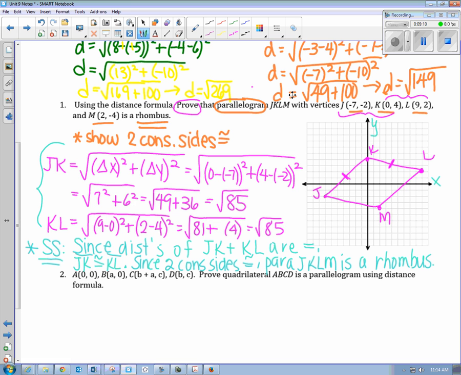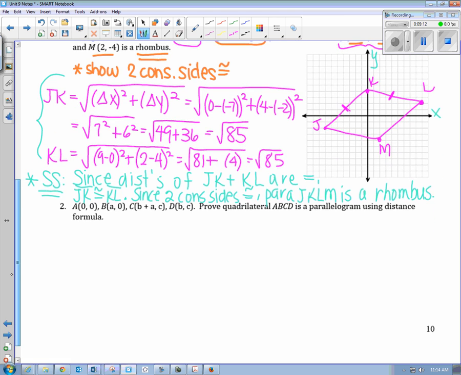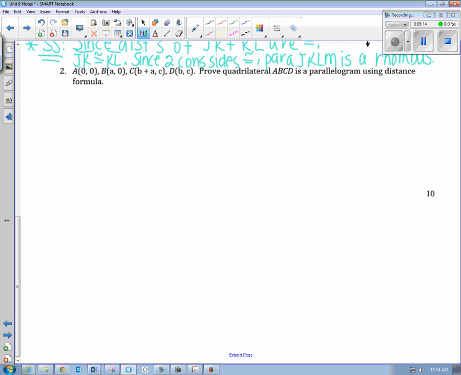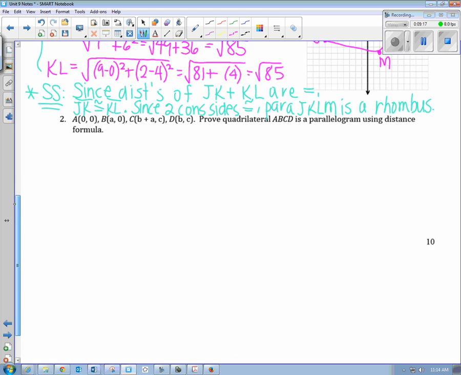For question number 2, you'll notice that when you look at the coordinates that are given to us, we have what we call literal coordinates. In other words, I don't actually have numbers in there other than 0. It's A's, B's, and C's. So I need to draw a parallelogram, label it A, B, C, and D, and I don't know what those letters are, so I can't actually put that on the graph.